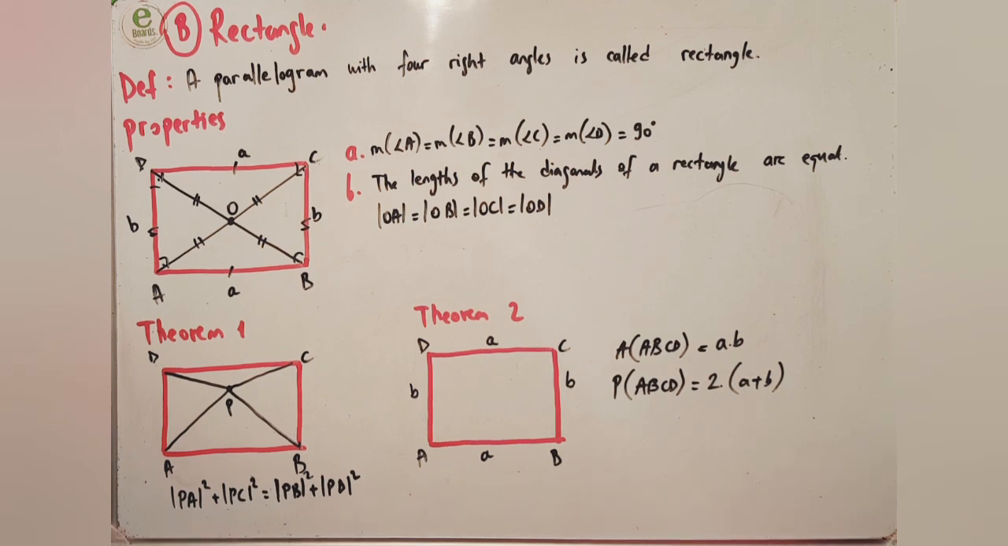For theorem 2 we can find the area and the perimeter. The area of a rectangle is the product of the base and the height, such as A and B, and the perimeter will be 2 times A plus B.